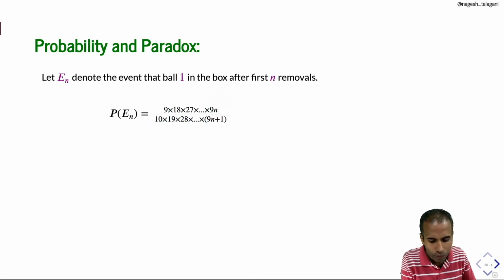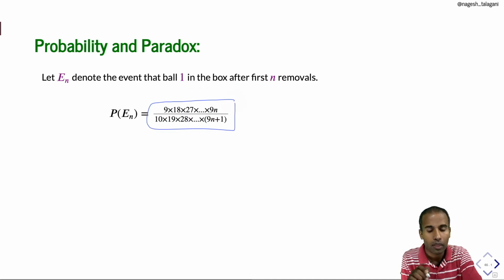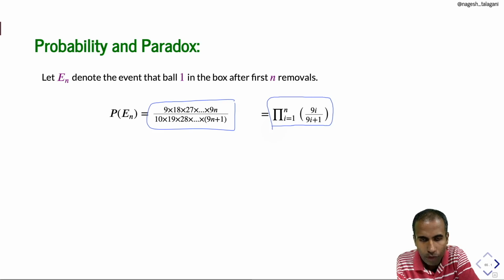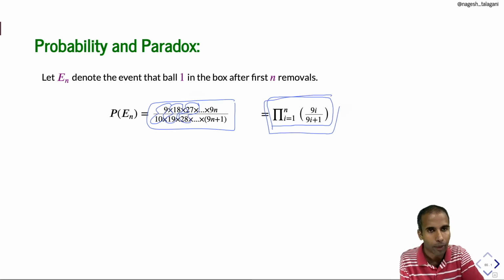Therefore, the probability of En is going to be this. This expression can be written using product notation like this: the product for i equal to 1 to n of 9i by 9i plus 1. As you can see, 9 by 10, 18 by 19, 27 by 28, all of them are in the form 9i by 9i plus 1 for i equal to 1 to n. This is the probability of En.